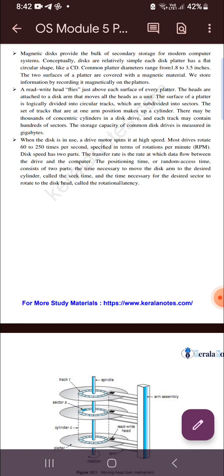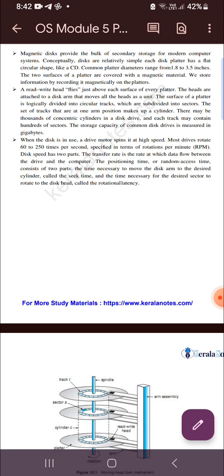We store the information by recording it magnetically on the platter. So how will we store the information? We store the information by recording it magnetically on the platters.